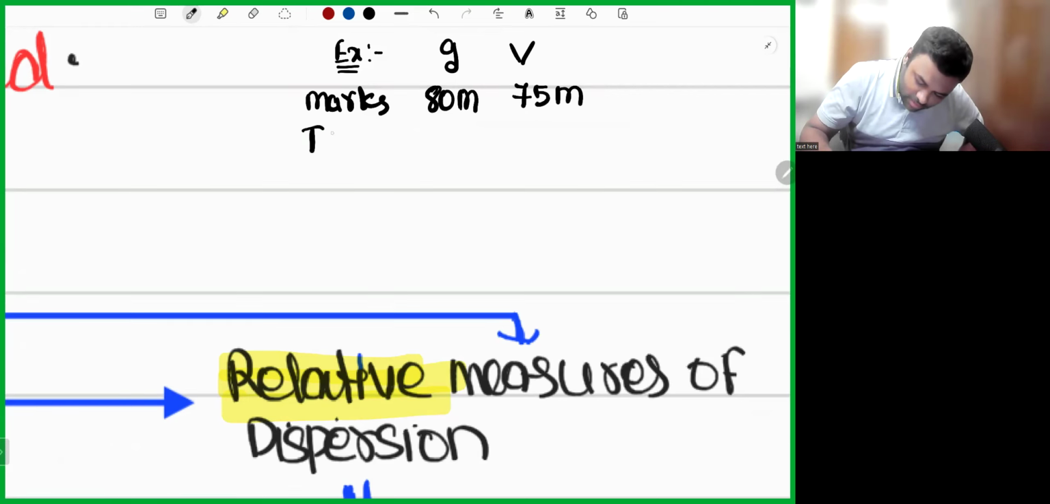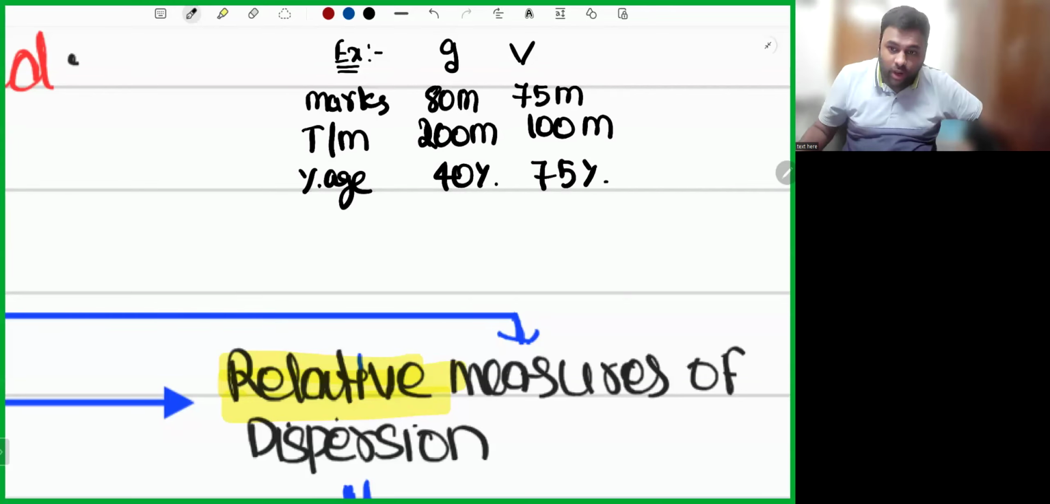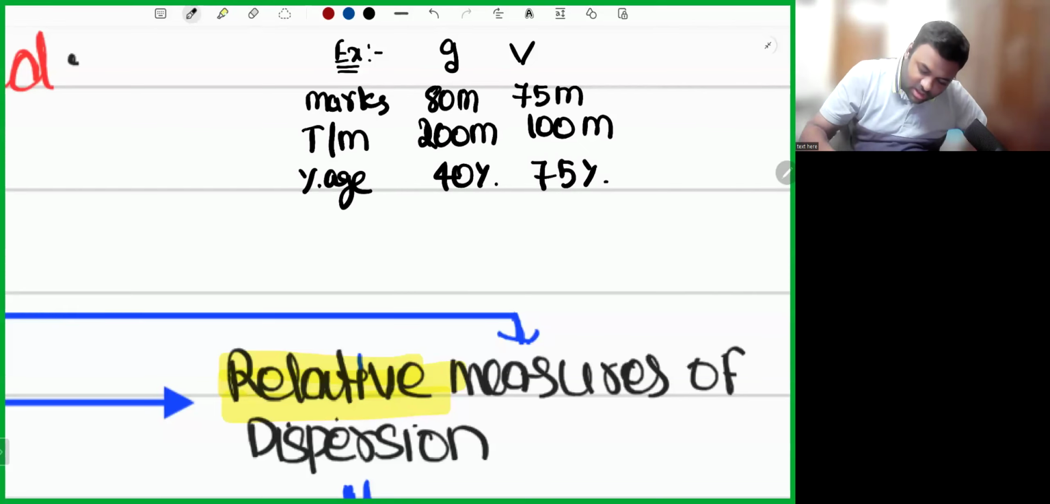But when you see the total marks, G got 80 out of 200 and V got 75 out of 100. So if I calculate the percentage, it's 40% and 75%. So can you see what's happening here?